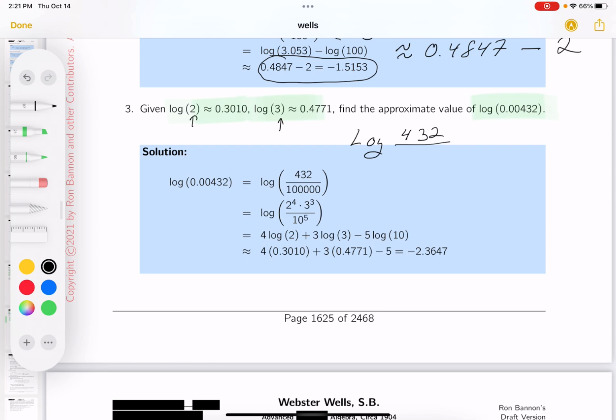432 divided by what? Let me count the decimal places for you: 1, 2, 3, 4, 5. So it's going to be 1 followed by 5 zeros. That's a lot of zeros. Let's write this down. So this will be equal to log 432 minus the log, and let me just count that up. It's 10 to the 5th power, right? Write this over here.